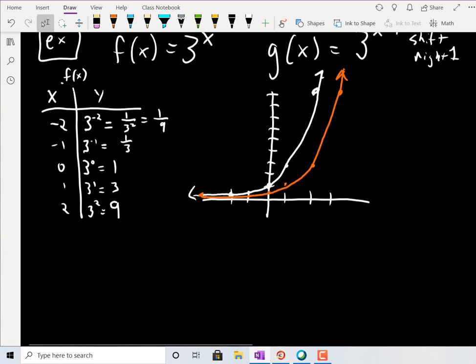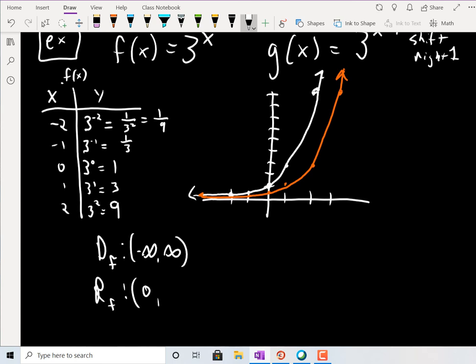The software will probably ask you for domain and range and stuff like that, so let's go ahead and talk about that as well. The domain of f, of course, is negative infinity to infinity, and the range of f, of course, is 0 to infinity. And it's the same for the domain and range of g.